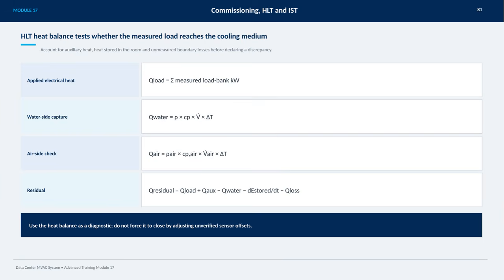The key term here is the residual heat, which is the difference between the total input heat, auxiliary heat, waterside heat, stored heat change, and losses. This residual helps us diagnose the system's performance. Crucially, we must avoid forcing the heat balance to close by arbitrarily adjusting sensor readings that haven't been verified. This approach ensures accuracy and reliability in our analysis.